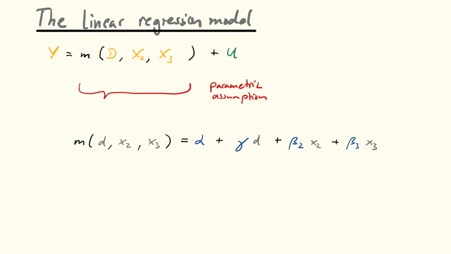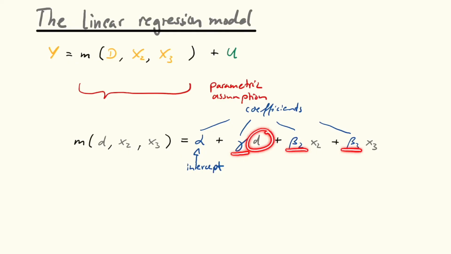Here the blue Greek letters alpha, gamma and beta are called coefficients, and they stand for fixed but unknown numbers. If we knew these values, then we would know exactly what M looks like. The first number here that doesn't multiply anything and that just shifts the regression curve is called the intercept. A number that multiplies a variable is called a slope coefficient.